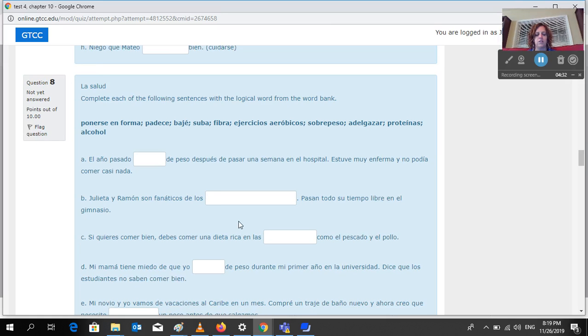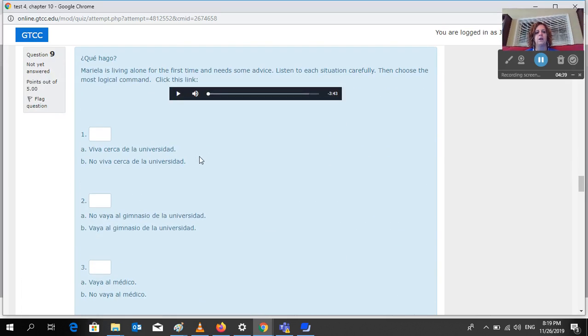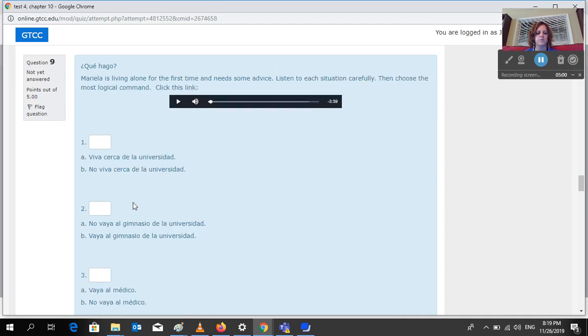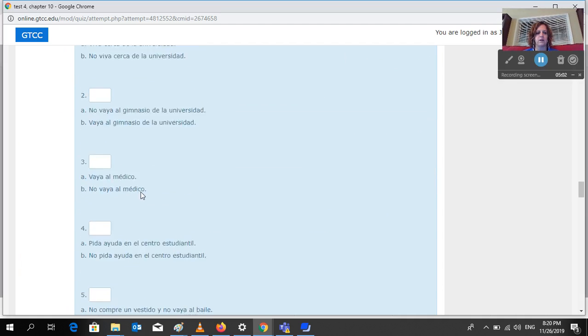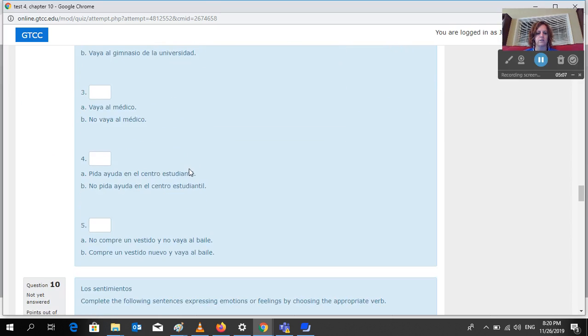En la salud, complete each of the following sentences with the logical word from the word bank. So again, it's vocabulary, so just read through the sentences and pick the word from the word bank. Qué hago? Marianela is living alone for the first time and needs some advice. Listen to each situation carefully, then choose the most logical command. So you'll click here, and you'll listen to this dialogue, and then you'll decide between these various options. You'll give her advice based on what you hear in the dialogues.